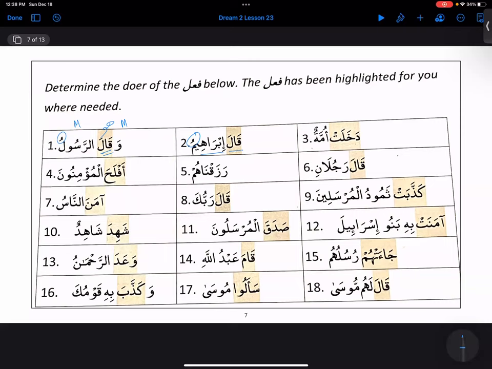Then dakhalat ummatun. The people entered. Ummat means people. It could be nation, it could be people, a group of people, right? So a group of people entered. And we see this ummatun is feminine. Feminine, yes. That's why dakhalat is used. Right? And this is huwa version. So a group of people entered.